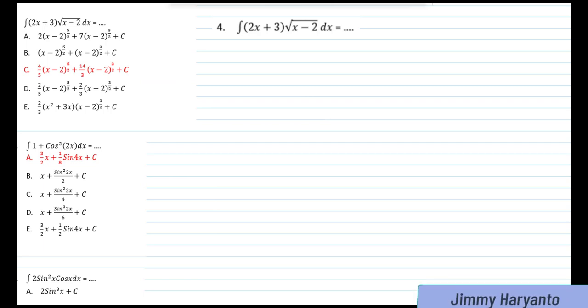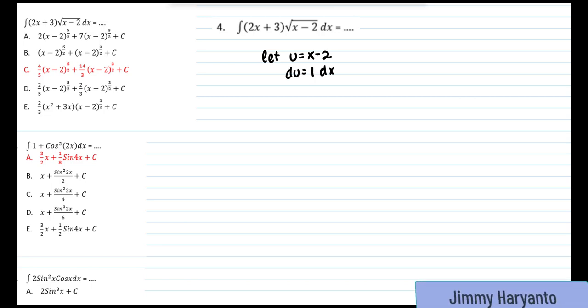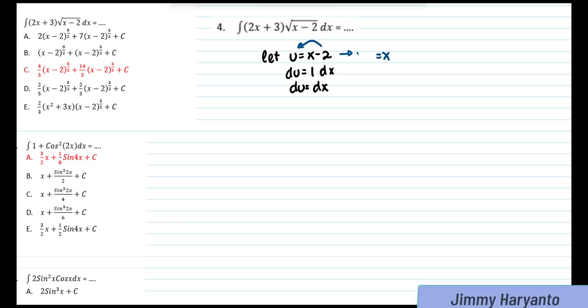Okay, so for number 4, we can use either Tanzalin or substitution, but to get the answer in the options, I think you have to use the substitution for this one. So I will let u equal x minus 2, and then you'll have du equals 1 dx. That means dx will become equal to du. Okay, and then from this one I want to find the x, so I will move the negative 2 to the left hand side. We'll have u plus 2.